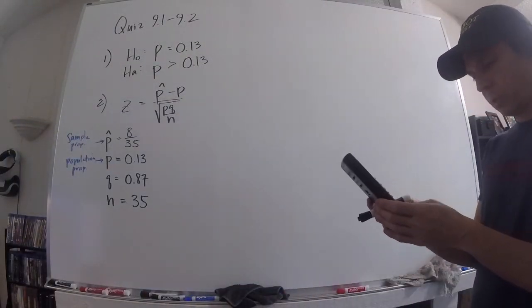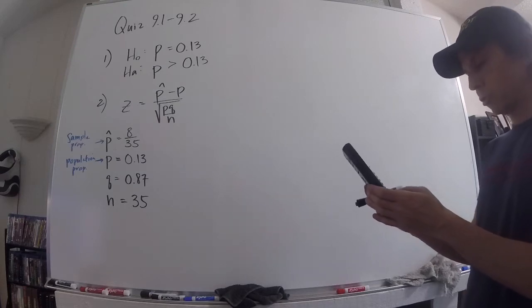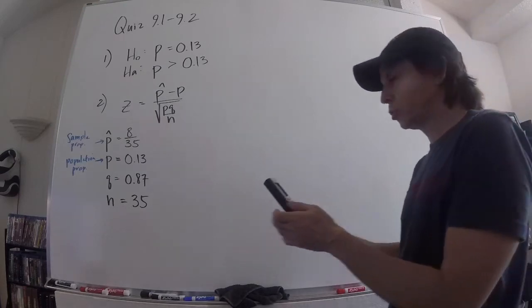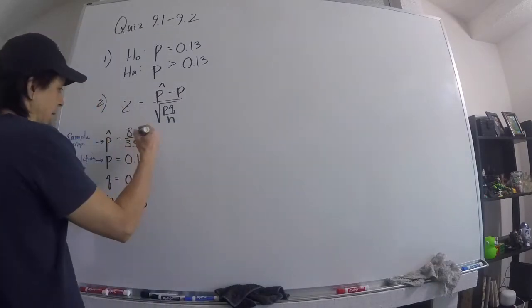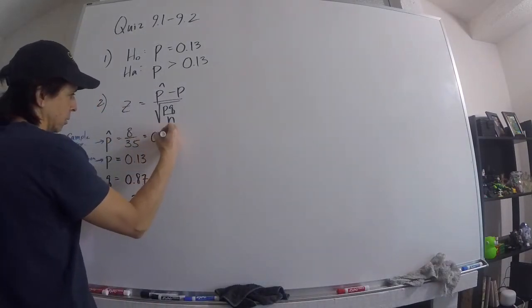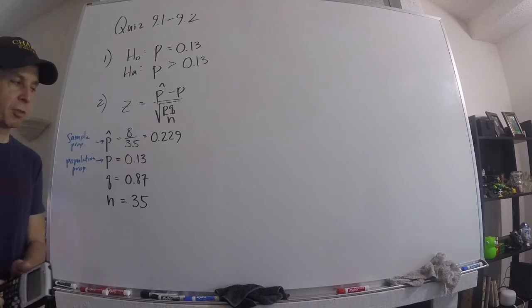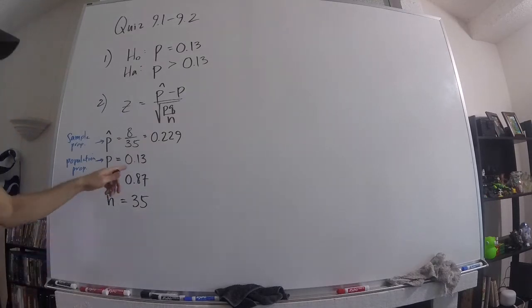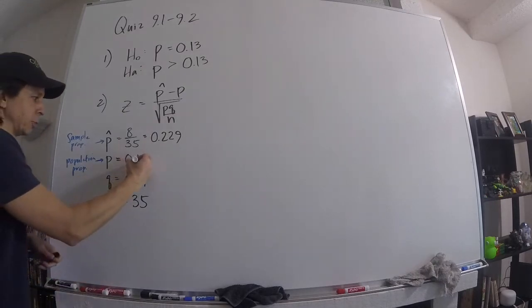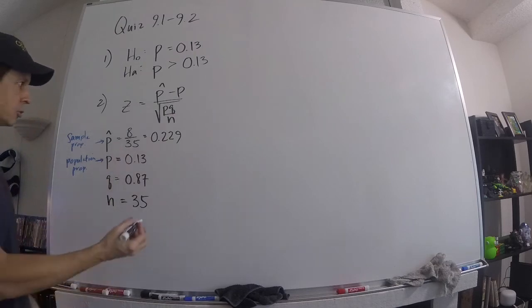8 divided by 35 is a proportion, so we'll do 3 places: 0.2285. I'll round this to 0.229, 22.9% of the sample hard drives failed. That is higher than 13%, but is it enough for us to conclude? That's based on a p-value. So let's see.